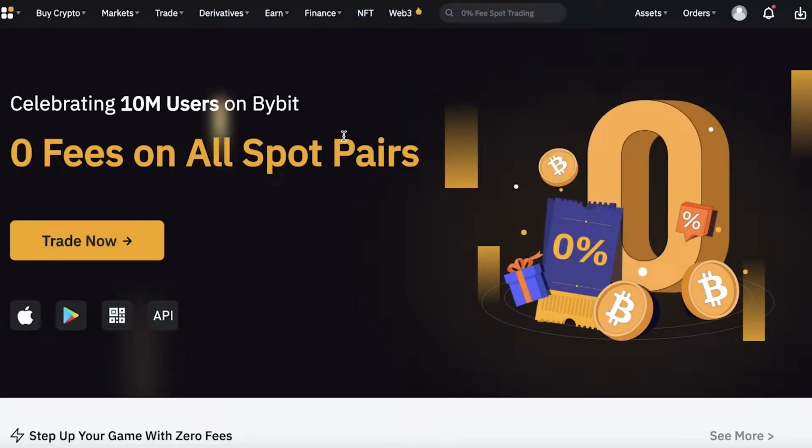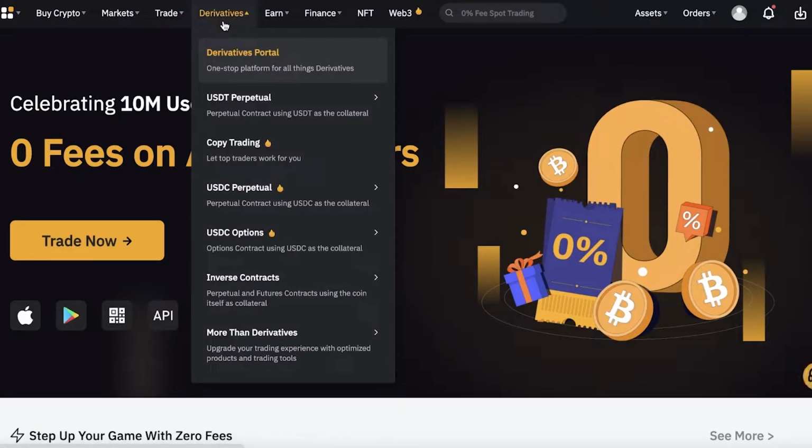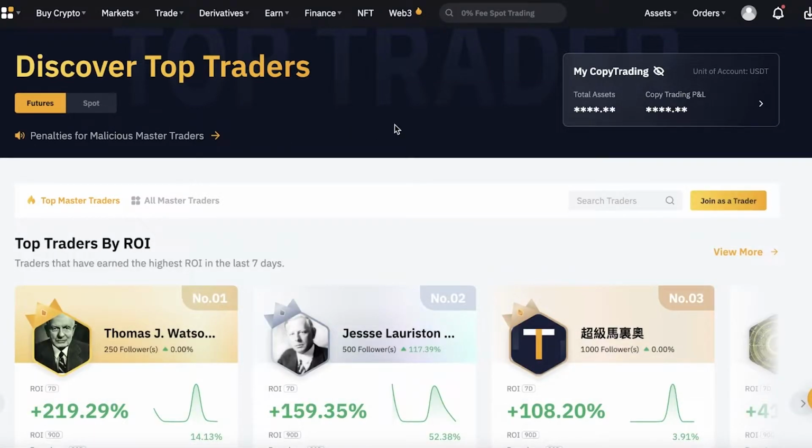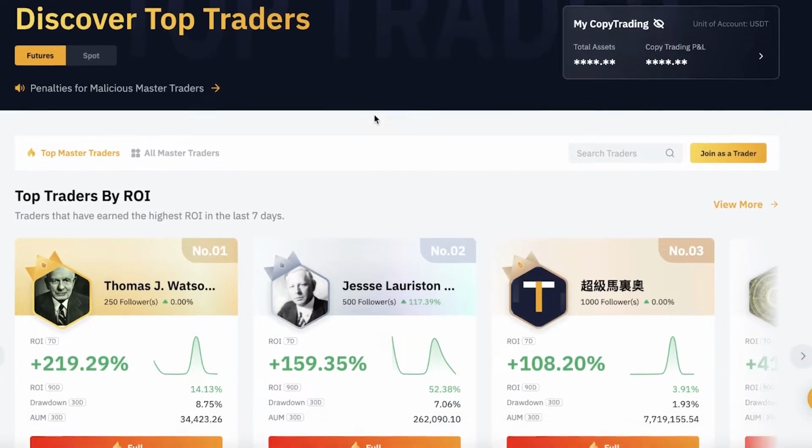And once you have logged on to your account, you're simply going to be redirected to your home page. And from your home page, you're going to click on derivatives, and in derivatives, you will find copy trading. So copy trading is an amazing way for beginners and newbies to earn money with crypto, and it's very easy.